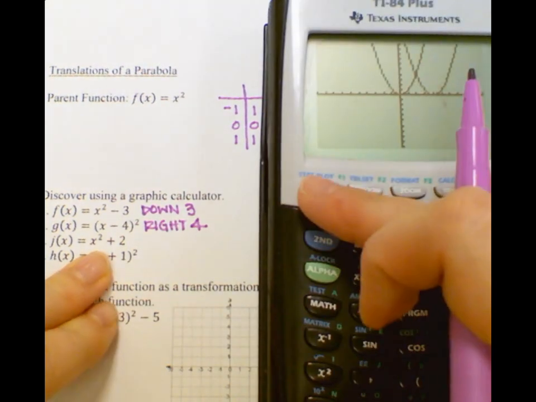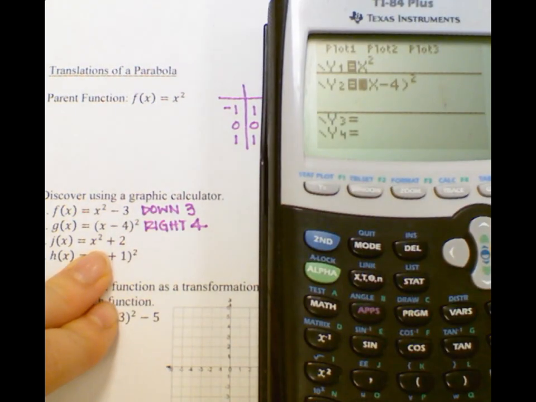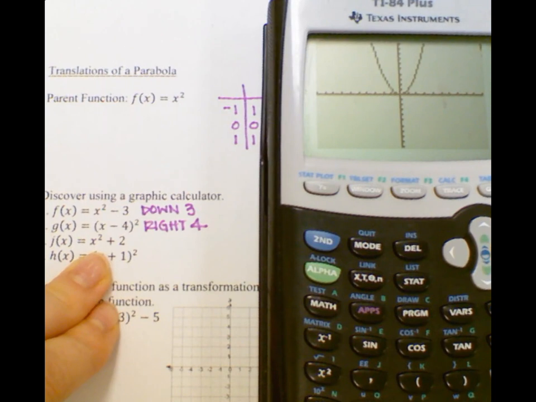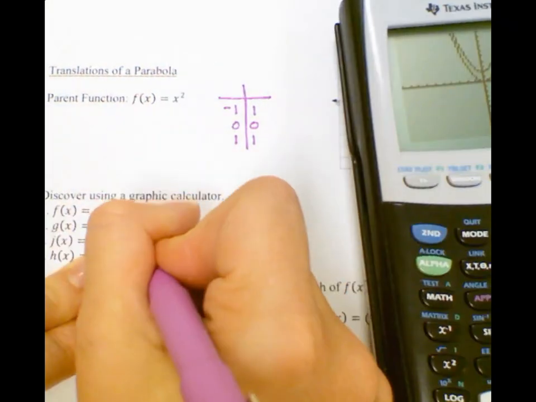Okay, let's try the next one. Go back to your y equals. Second guy, x squared plus 2. What do you think this one's going to do before we do it? There's my parent. There's my new one. What did it do? Up 2.